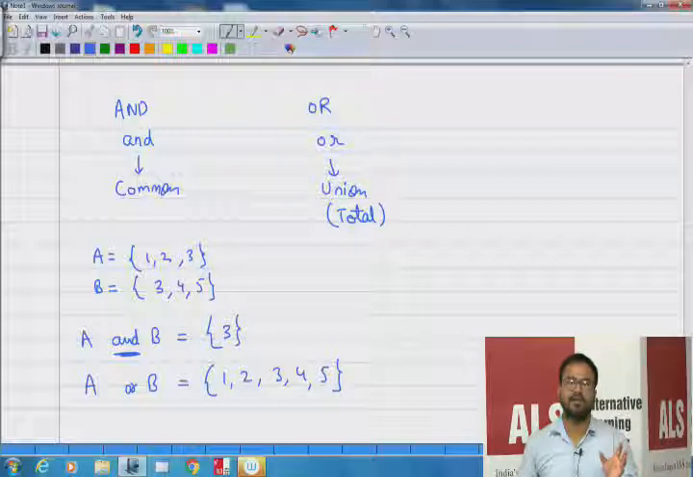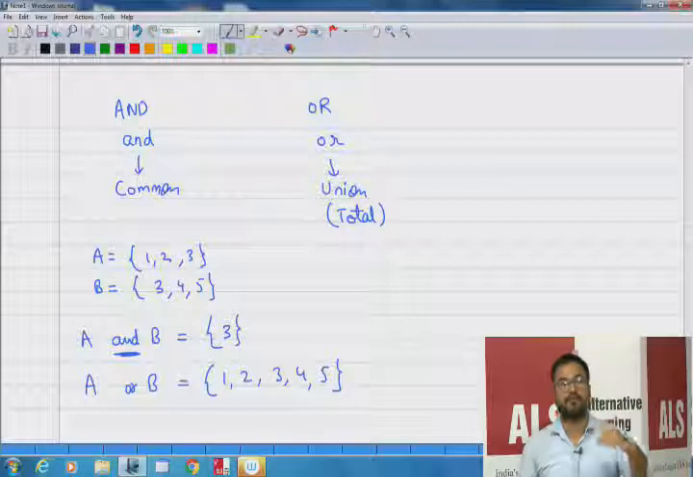And means common thing, or means total, union. Are you getting the difference between these two, and, or? Because we will frequently use these two terms, and, or, in the later concepts.